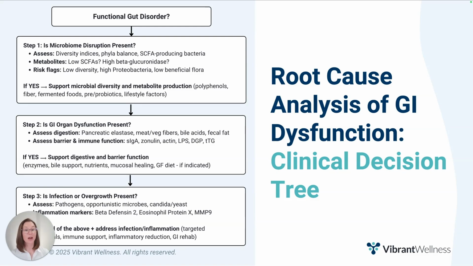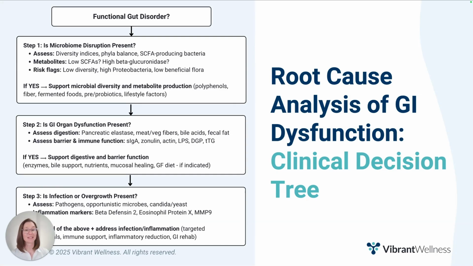If yes to the above, you want to support microbial diversity and metabolite production by increasing patient intake of polyphenols, fiber, fermented foods, and pre and probiotics, while also working on lifestyle factors like getting adequate sleep and especially stress management. Step 2 is to ask, is GI organ dysfunction present?